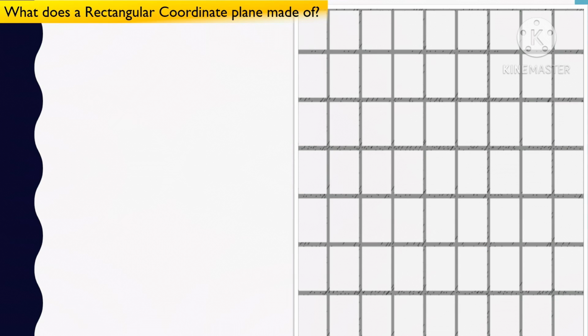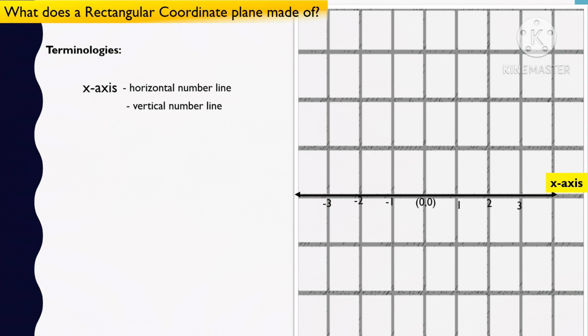Thus, a rectangular coordinate plane is made of? Well, it's made up of 2 intersecting lines known as the axes. The first line is a horizontal line and we call it the x-axis. We have the 0 at the center and all the positive numbers or integers to the right of 0, negative numbers to the left of 0, just like the horizontal number line na in-illustrate natin kanina. Then we have the vertical line, known as the y-axis. We have all the positive numbers or integers above 0, and all the negative numbers or integers below 0. The intersection of the 2 lines is called the origin.